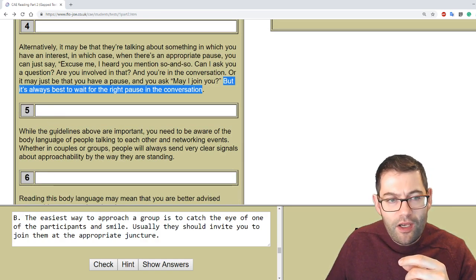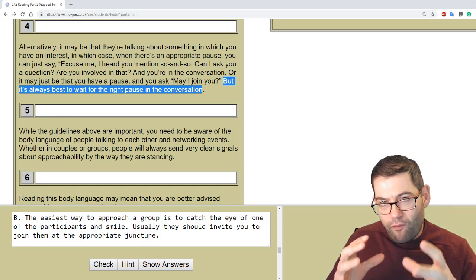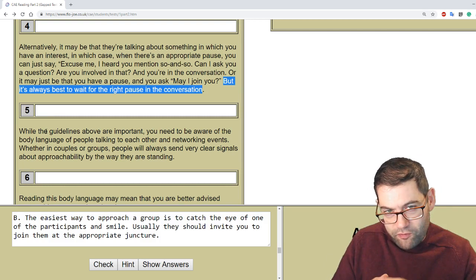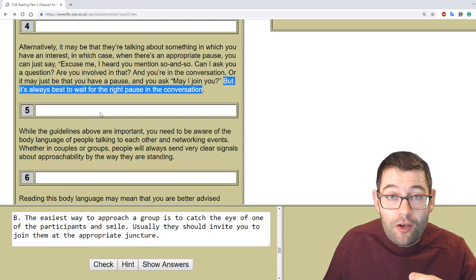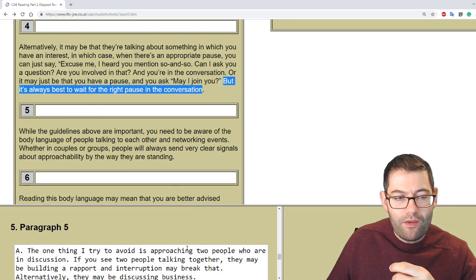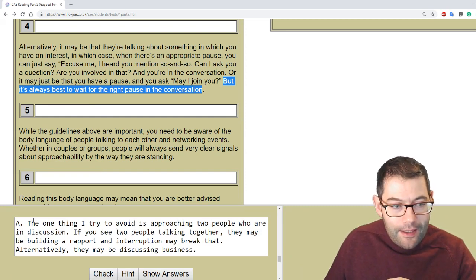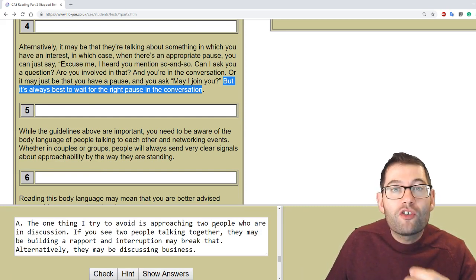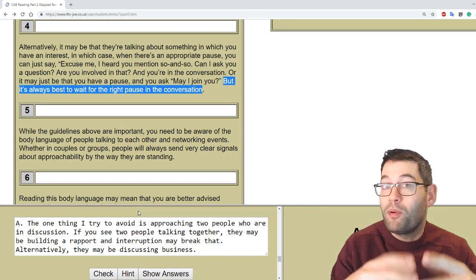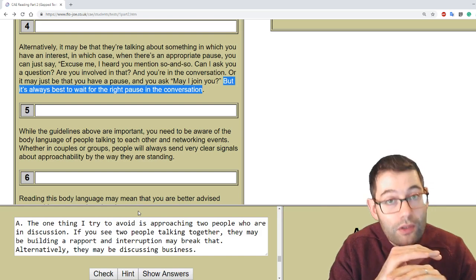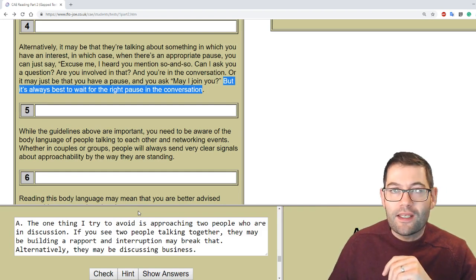After this gap for number 5, it talks about the above guidelines. So if we think about it from the point of logical flow, what's going to be in number 5 is another guideline of some kind. And if we have a look at the answer for number 5, which is A, it is another guideline. The one thing I would try to avoid is approaching two people together. So it's telling you, having told you what to do and two possible options, it's now telling you what not to do. So this forms one of the 3 guidelines presented in this text.